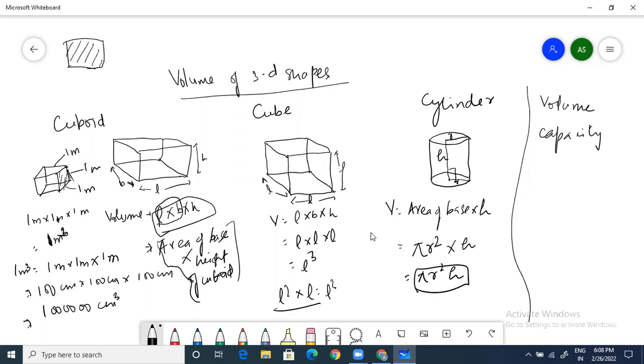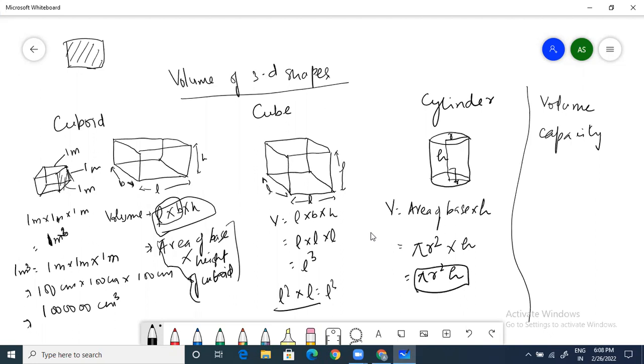Do you have any questions in understanding how we calculated the volume of a cuboid versus a cube versus a cylinder? That is why I wanted to show them together so that you can do a comparison, and see why there is a difference between the volume of these three-dimensional figures and how we can correlate them. You can see everything is area of base into height.